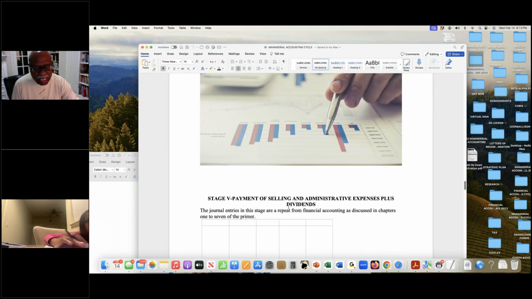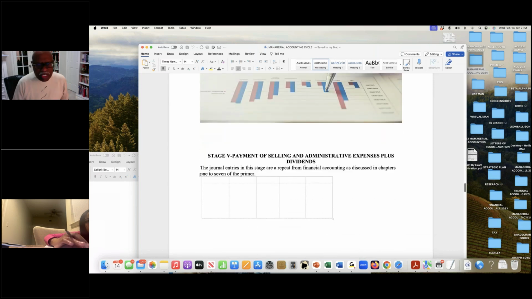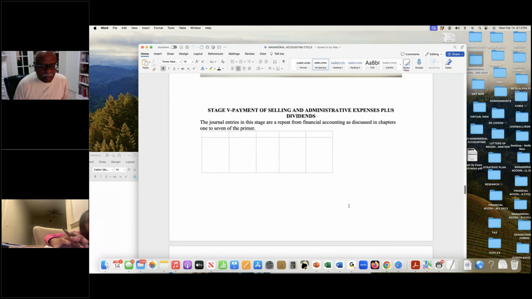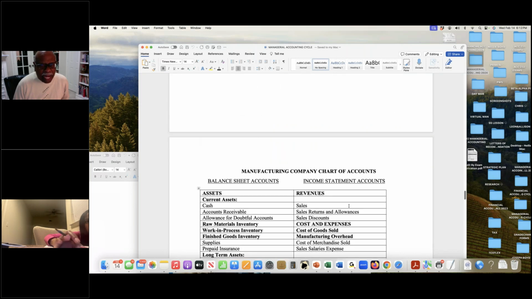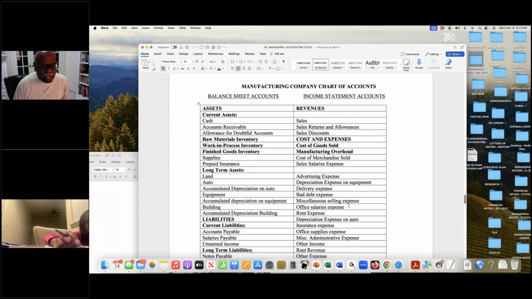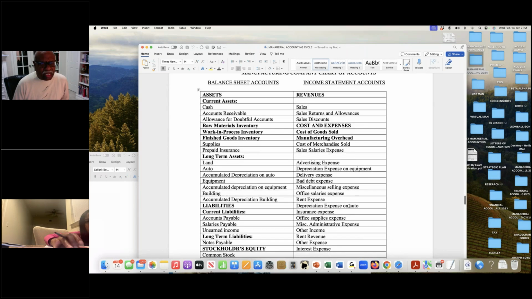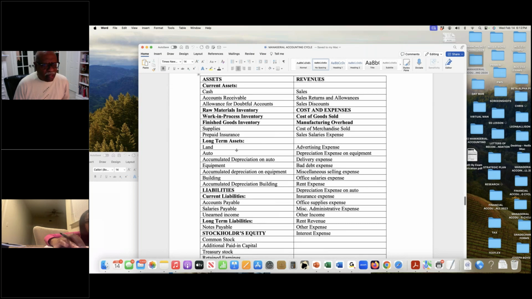Then we pay selling, administrative expenses, and dividends, which is what we reviewed at the beginning of the course. We have a manufacturing company chart of accounts, the same with the added accounts: raw materials inventory, work in process, finished goods. Those are current assets. Then cost of goods sold and manufacturing overhead. Those are expense accounts that we add in.